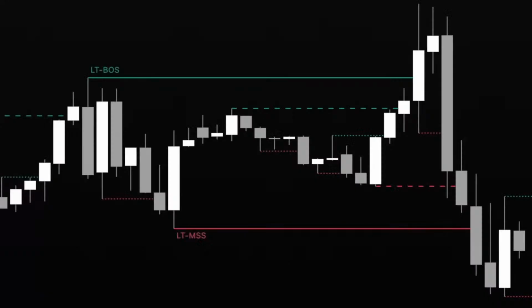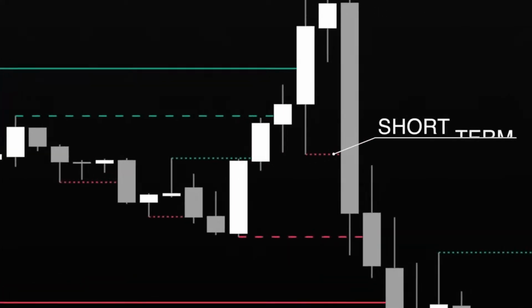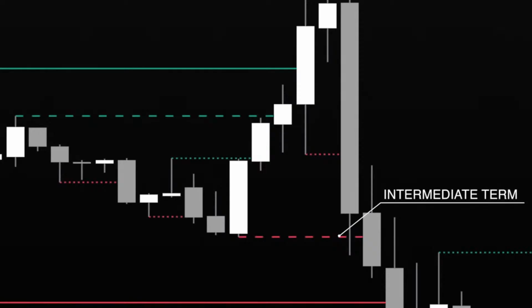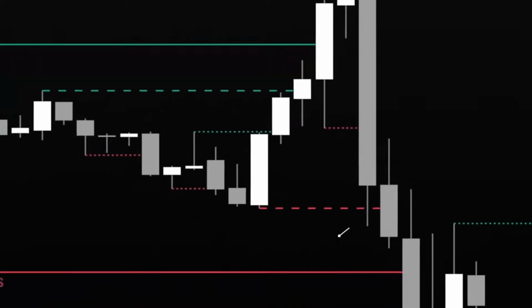Nothing repaints. Once added to your chart, you'll immediately see 3 distinct types of lines, each representing a different layer of market structure. The dotted line captures short-term structure. It's your earliest signal, ideal for spotting a trend continuation or potential reversal, before most indicators even flinch. Then comes the dashed line, marking an intermediate level shift. This serves as a more reliable confirmation, useful when you want to filter out noise and catch cleaner setups.